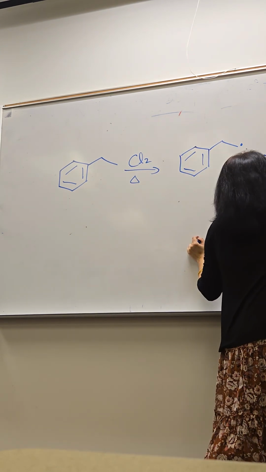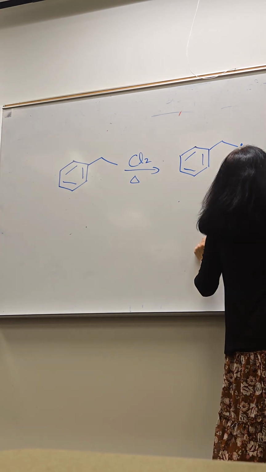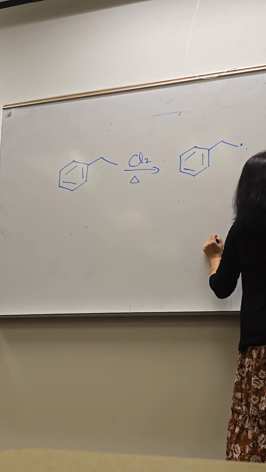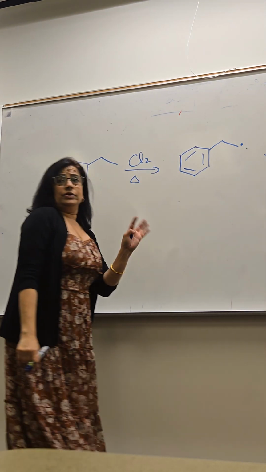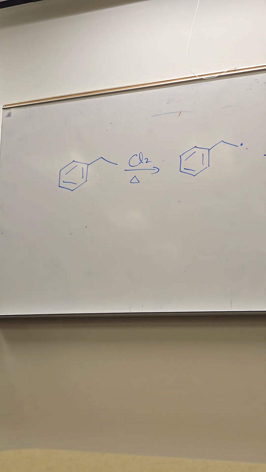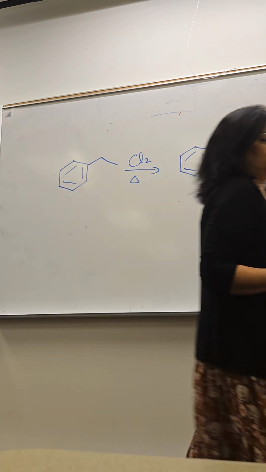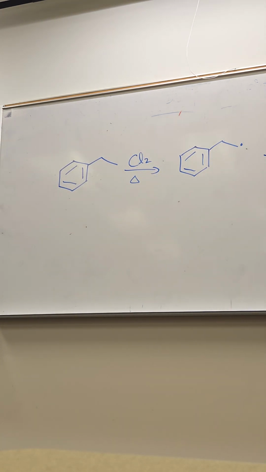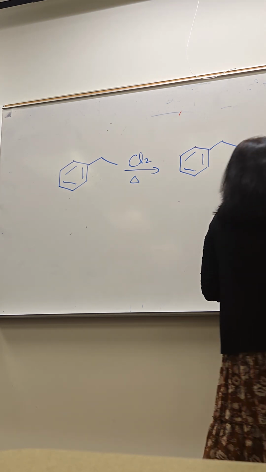That's one radical. This is not a mechanism, this is not a reaction equation. I'm just showing you the possible radicals. Agreed? Yes? Which of those radicals is more stable? Why is that more stable than the first? Because it's secondary. Is that the only reason? Yes, it is secondary, agreed, but is that the only reason? It's benzylic as well.